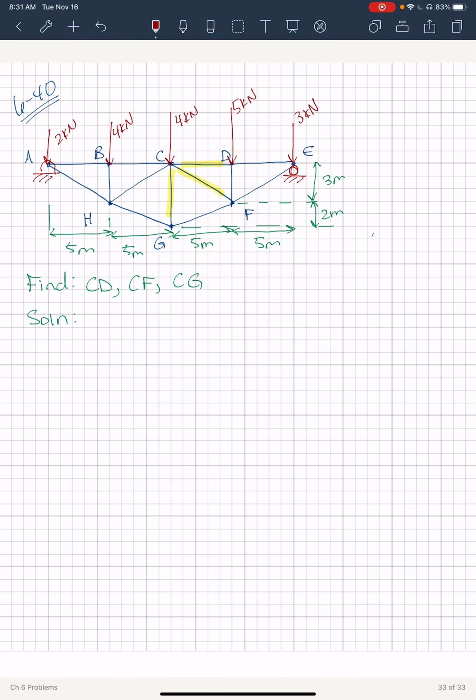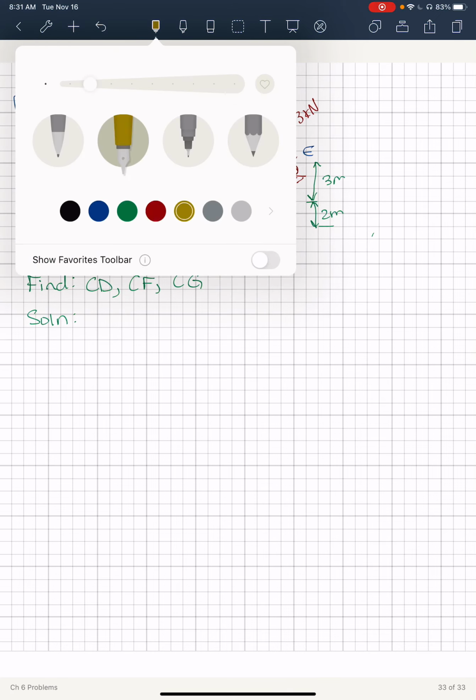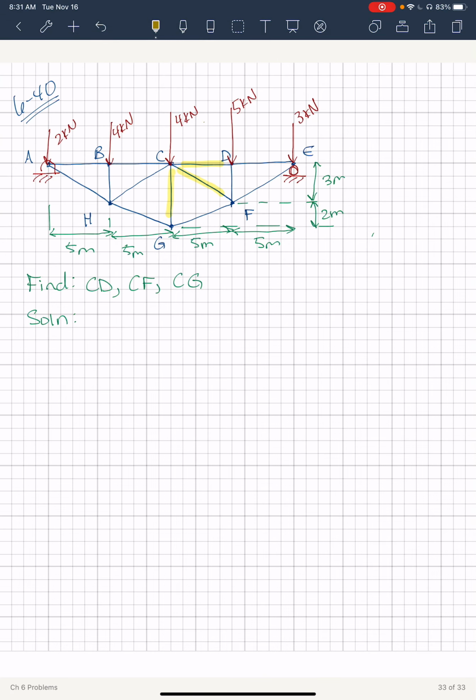So the section that we'll draw, we can't go through all three unknowns because then we'll have to pick up a fourth member. So we'll just go straight through here and pick up CD and CF. And then we'll need to do method of joints to find that CG force. Since we're doing the method of sections, we'll just do the right-hand side. It's a little simpler. With that, we do need to know that roller force there.